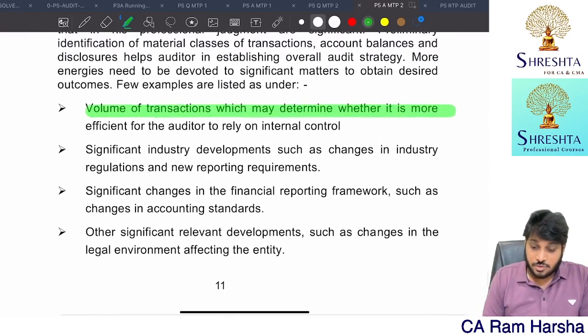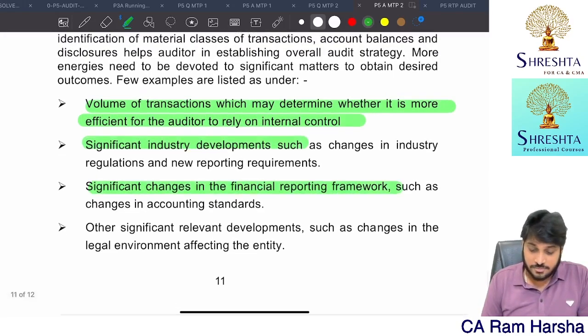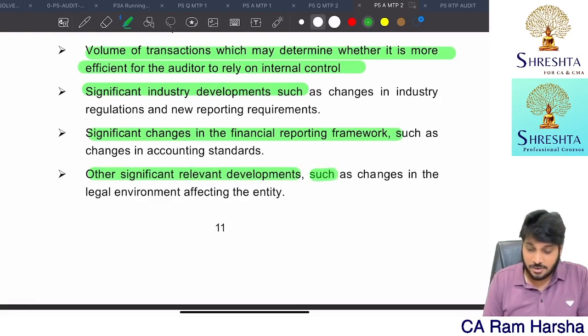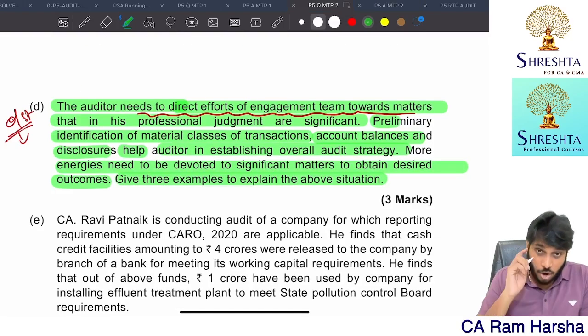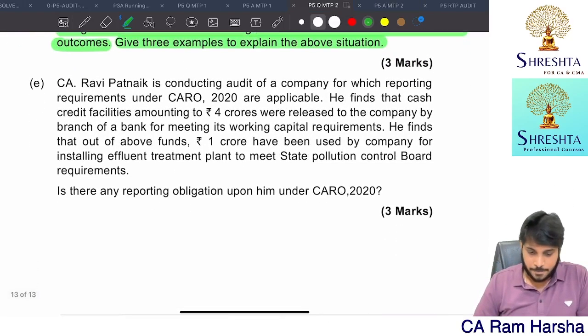Volume of transactions, which may determine whether it is more efficient; significant industry developments; significant changes in reporting framework; and other significant relevant developments such as changes in legal environment. It's an audit strategy question, a straight question.